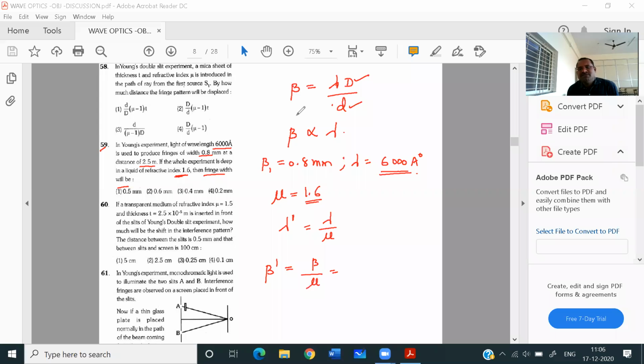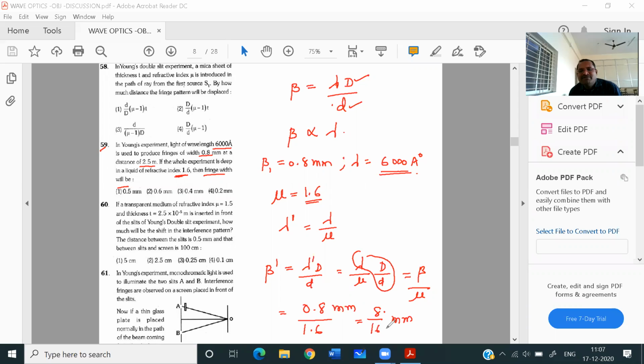So the fringe width also becomes, see, I'll write the total formula so that you understand. Beta is equal to lambda dash capital D by small d. Lambda dash will become lambda by mu, capital D by small d. This lambda capital D by small d is the initial fringe width, divided by mu. So initially given 0.8 mm and now the mu value given is 1.6. So what will be the value? 0.8 by 1.6 can be written as 8 by 16, multiplying and dividing with 10.